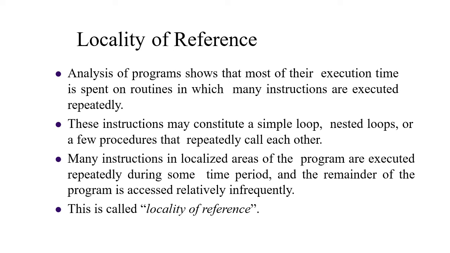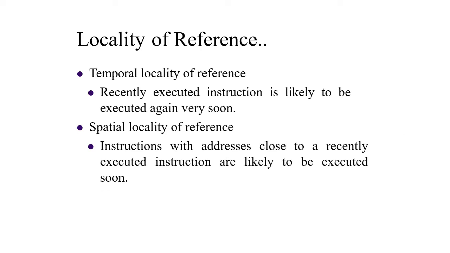The set of instructions that gets repeatedly executed is where cache memory comes into the picture. In the case of cache memory, we concentrate only on those sets of instructions that keep executing repeatedly in the program. This is referred to as locality of reference. In locality of reference, we have two types: the temporal locality of reference and the spatial locality of reference.